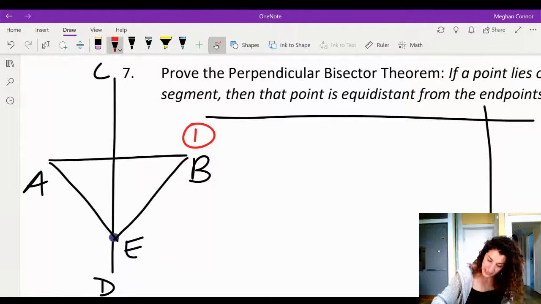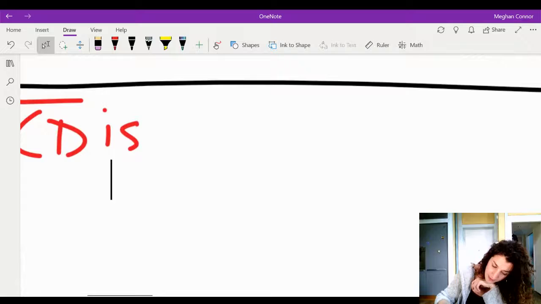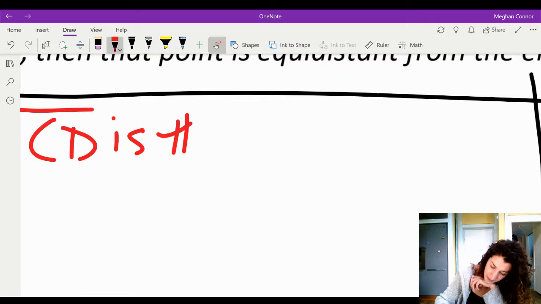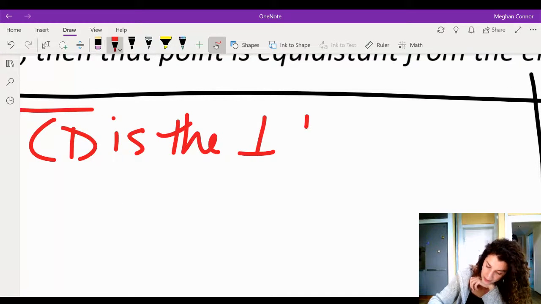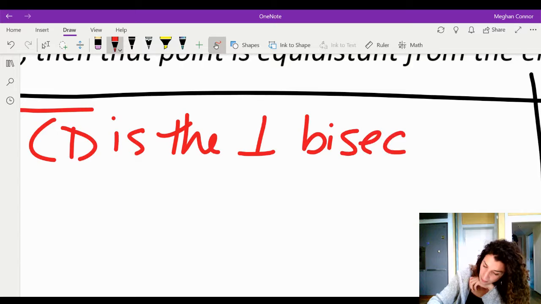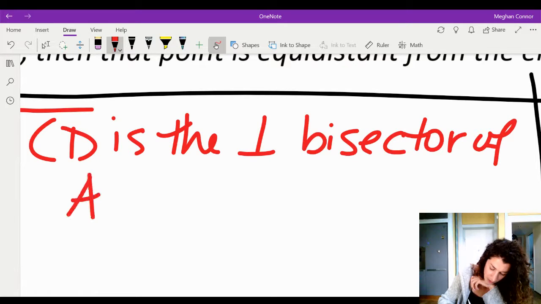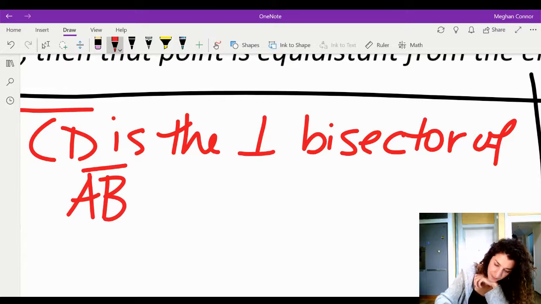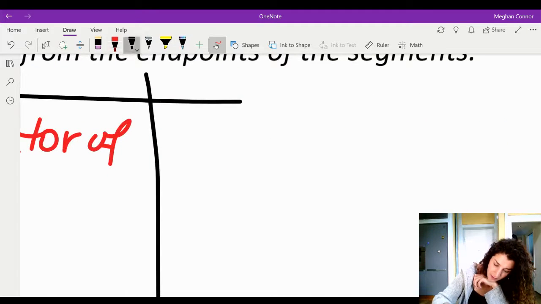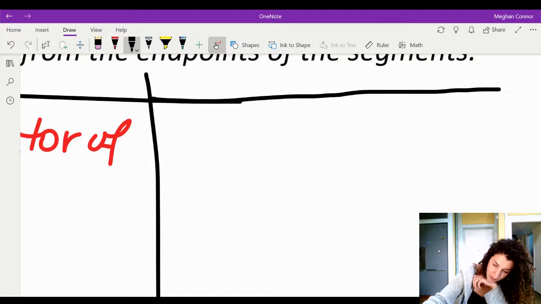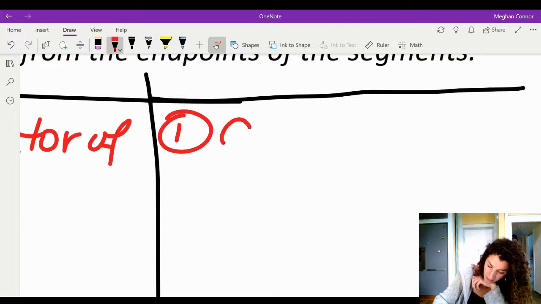We're going to say that CD is the perpendicular bisector of AB. Given.